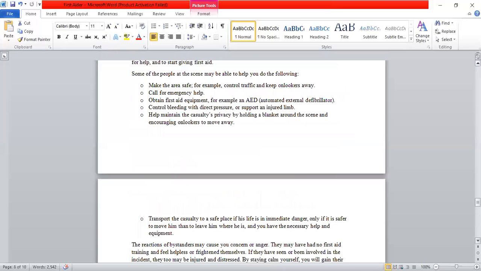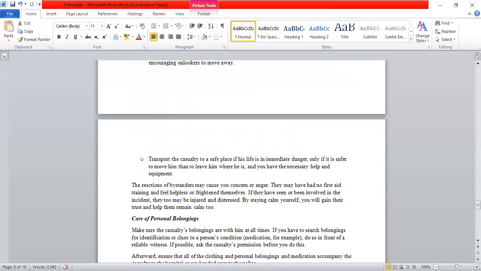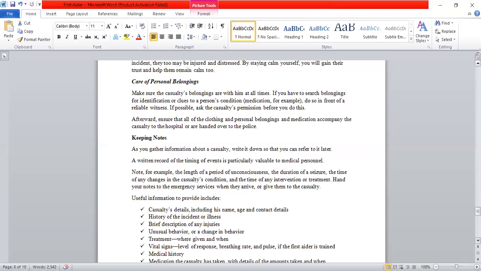The other thing is about how you care for the belongings of the casualty. You have to ensure that their things are safe and won't be stolen around there.